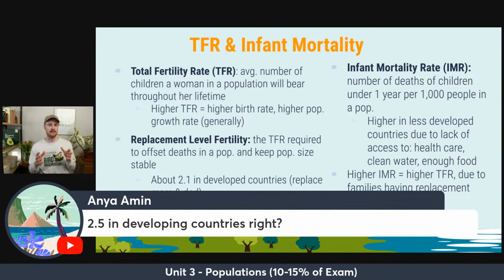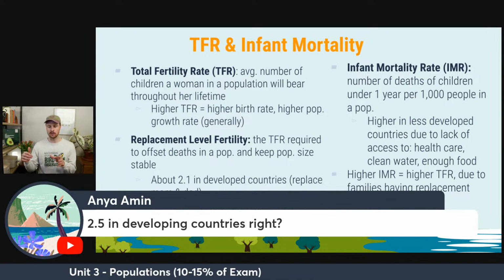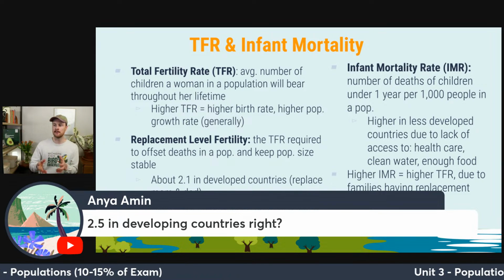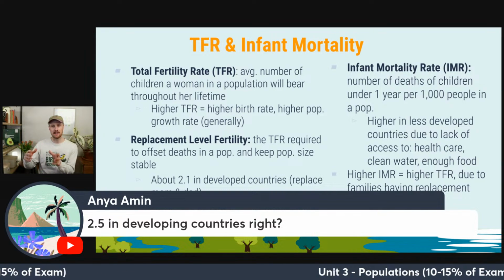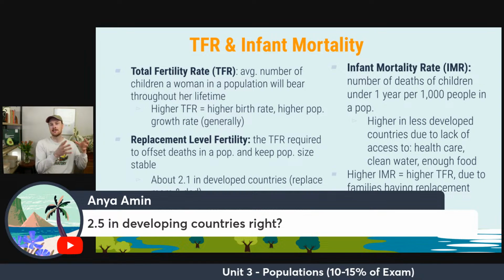So you might have to have, as a family, 2.5 children on average. I know you can't have 2.5 kids. You might have to have 2.5 kids on average for 2 to survive, right?